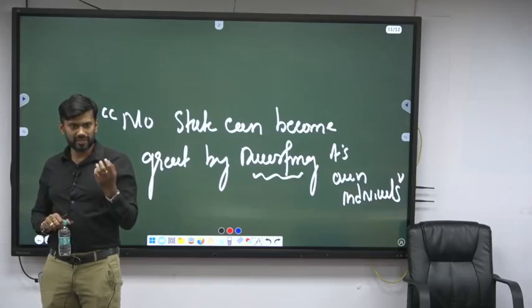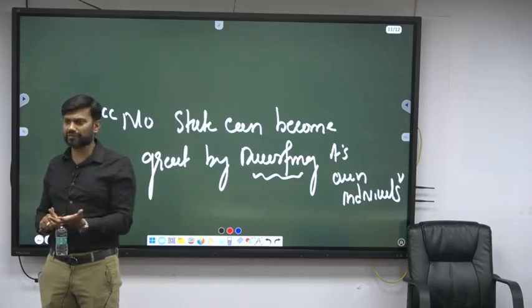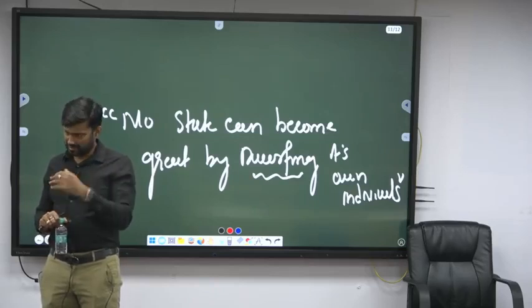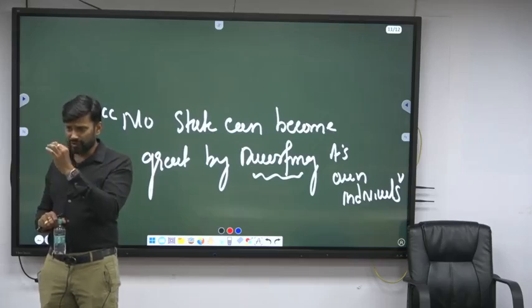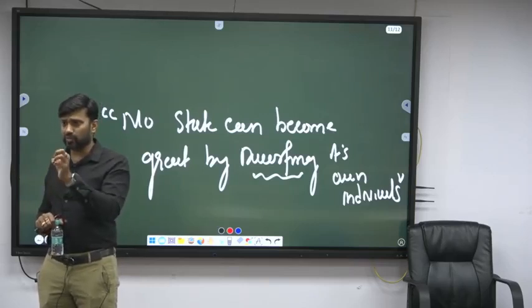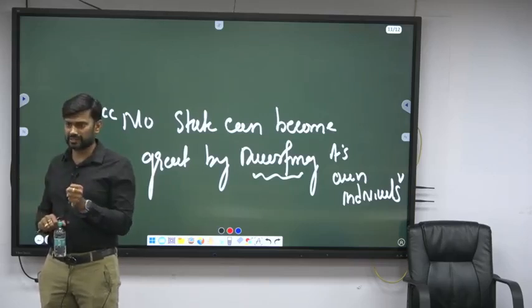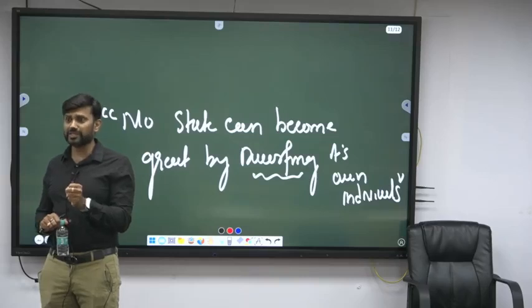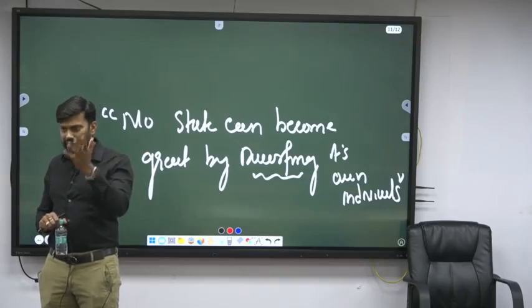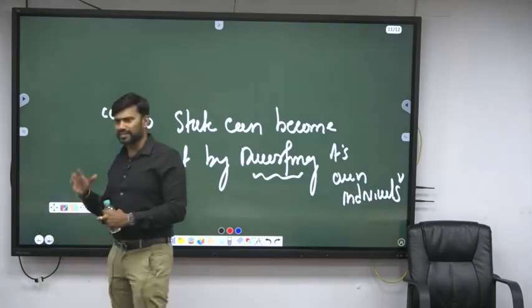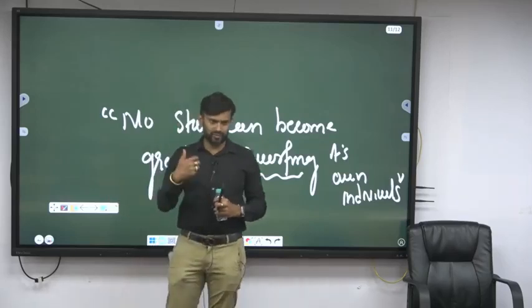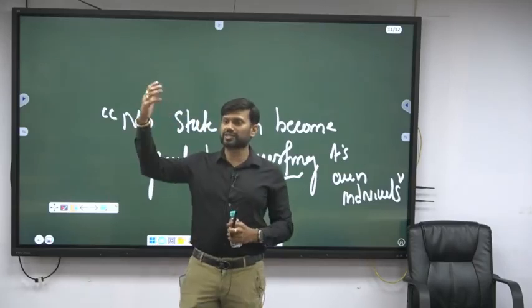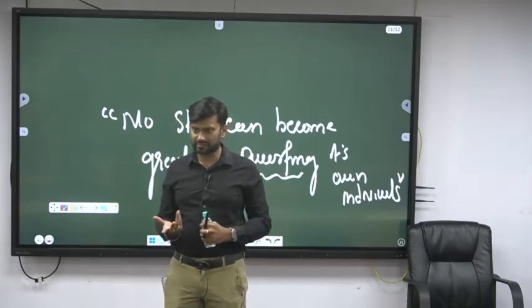What do you mean by that? State is nothing but a magnified version of an individual. That's why I told you this one is highly influenced by Greek ideas. So what he says is that no state can become great by dwarfing its own individuals. By suppressing its own individuals, the state cannot become great. For any state to become great, it has to create the necessary conditions for them to have freedom of speech and expression, freedom to form associations, freedom to act. Only then can that nation or that state achieve excellence.